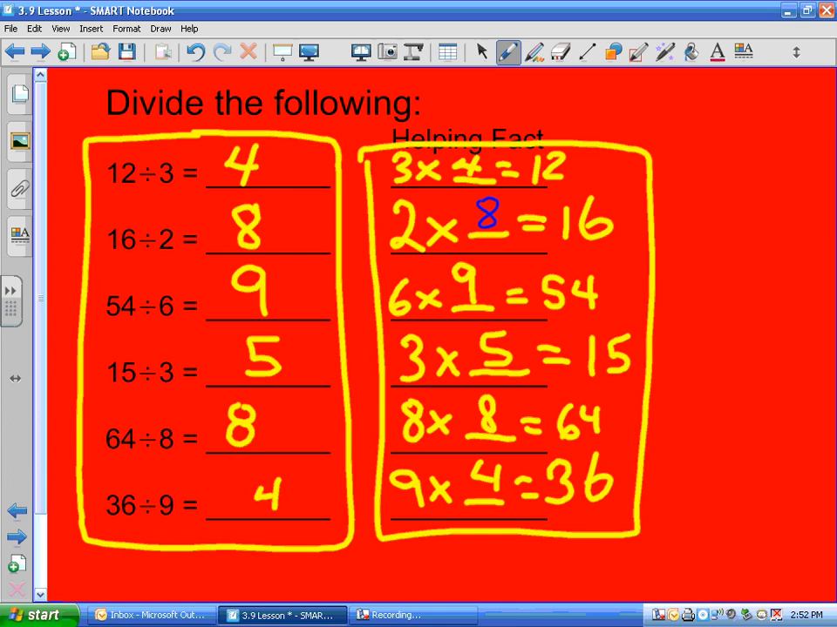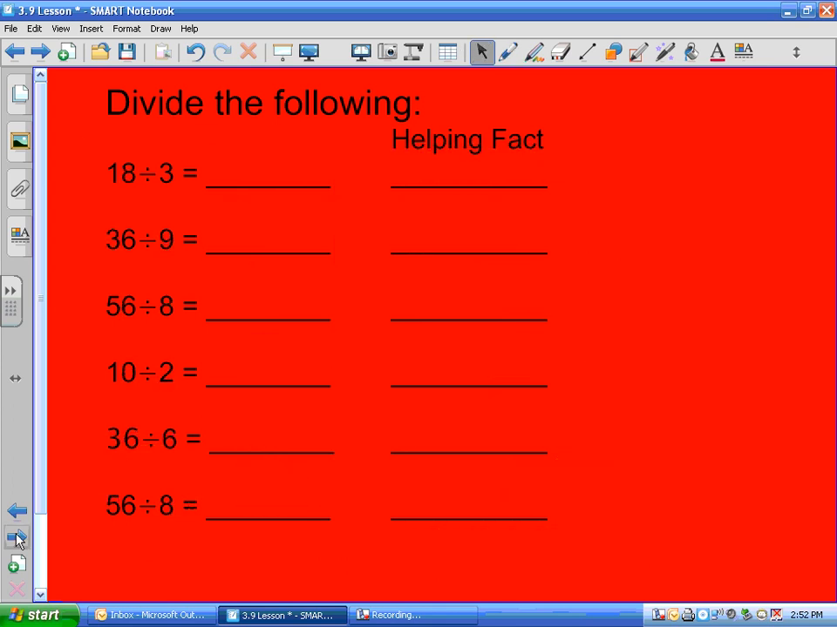Now the helping fact can be done in your head sometimes. You don't always have to actually write it down. You can just think to yourself, well, I've got 36 divided by 9, so what times 9 is 36? Once you know it's 4, you know your answer to the divide question, 36 divided by 9, is actually 4. And don't worry, we got lots more to go.